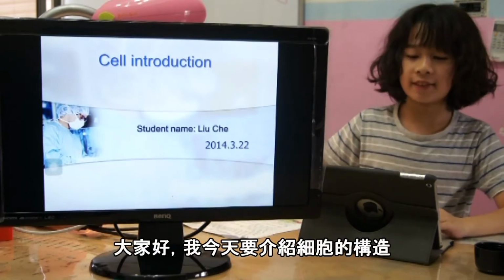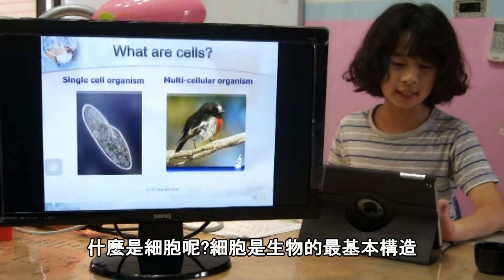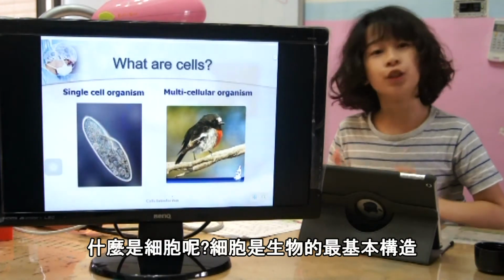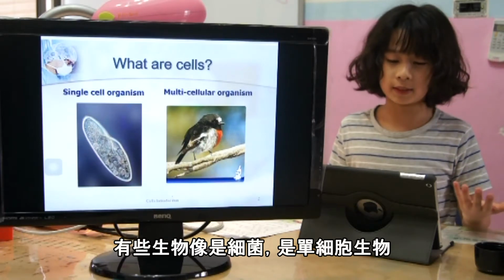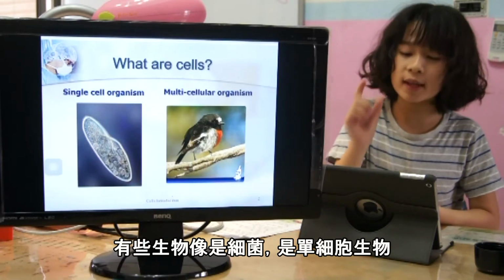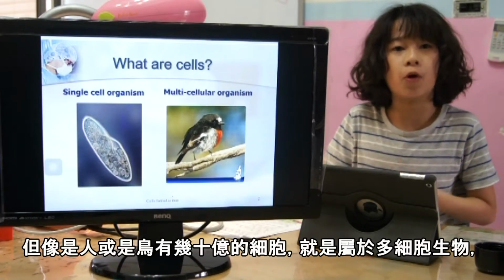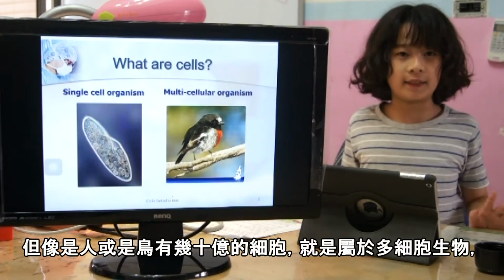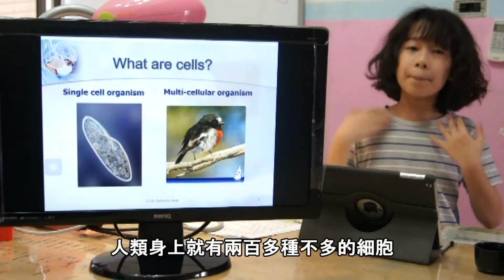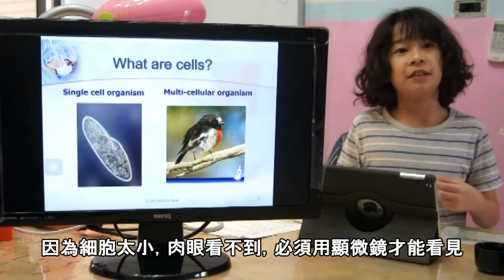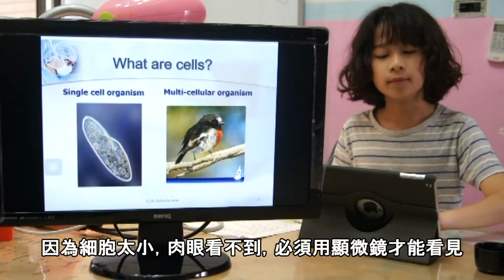Everyone, today I have a cell introduction. Well, what are cells? Cells are the basic unit of organisms. Some organisms like bacteria only have one cell. It's a single cell organism. But some, like people or birds, have trillions of cells. There are 200 different cells in our body. Most cells are so tiny that we can only see them under a microscope.